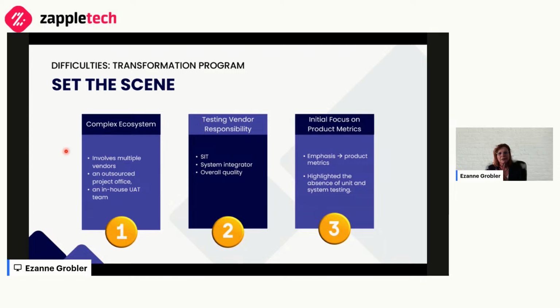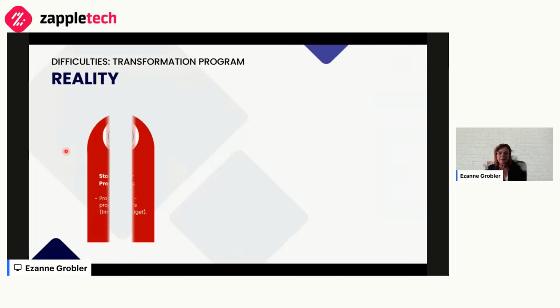And we highlighted to the program the absence of unit and system testing from our different development vendors. The reality was that the project office wasn't as interested in product metrics. For them, they were very much focused on project metrics, and time and budget was constantly what they wanted to know. So based on time and budget, they wanted to see testing progress.